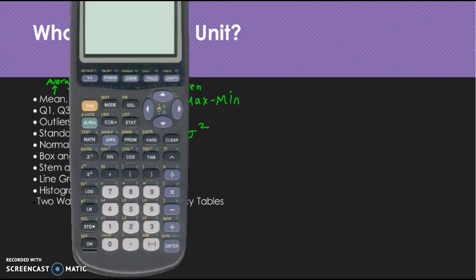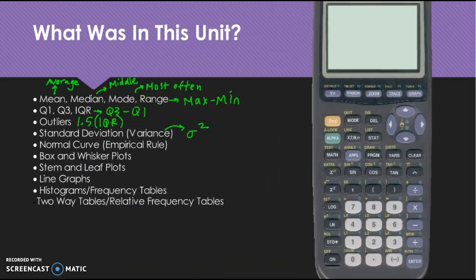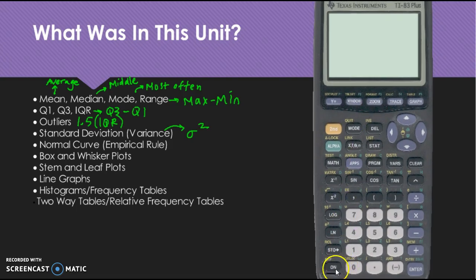So real quick, to review it on the calculator. To start with, you've got to enter in your data. So we would turn it on and go to Stat, Edit.